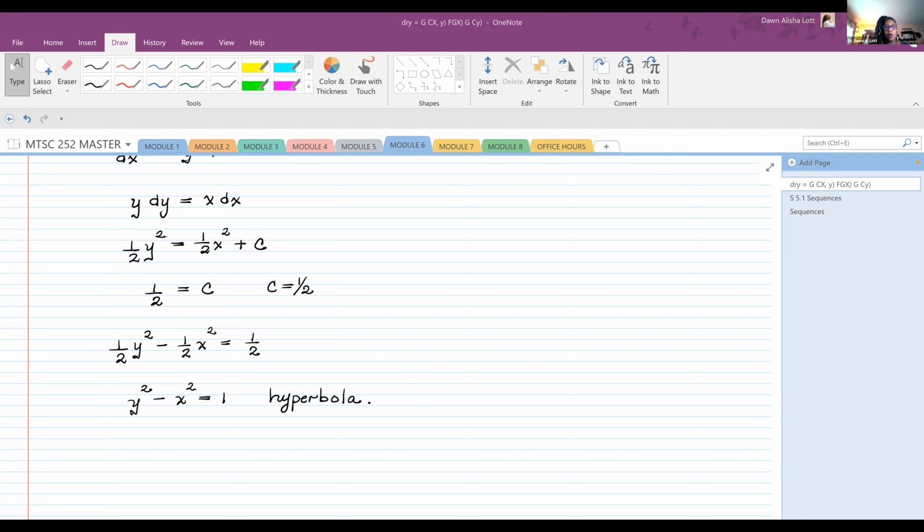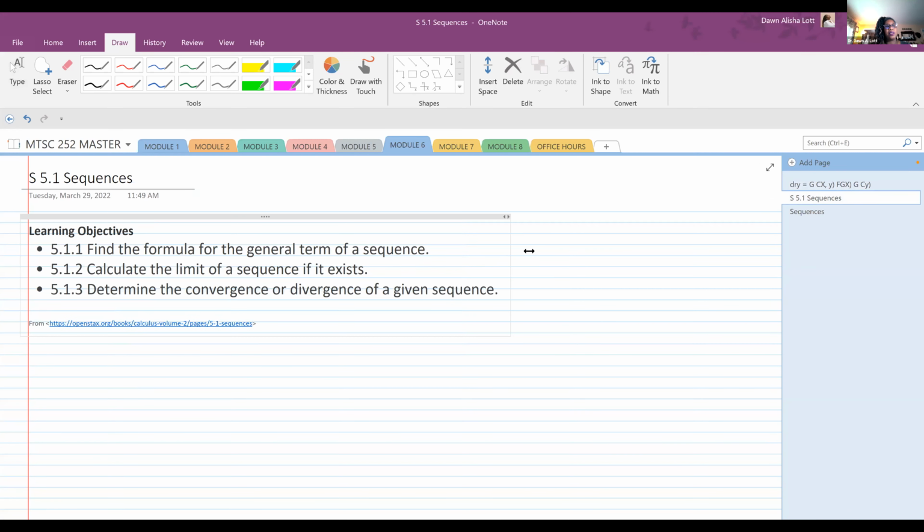So let's first start off with what we're going to do in this next section. In this next section, we are going to find the formula for the general term of a sequence, calculate the limit of a sequence if it exists, and determine the convergence or divergence of a given sequence.